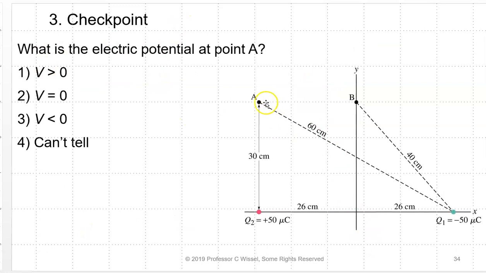What is the electric potential at point A? Here's a charge of minus 50 microcoulombs, 26 centimeters on the positive x-axis. A Q2 of positive 50 microcoulombs is 26 centimeters on the negative axis. Okay, so what is the electric potential at point A? Well, it's closer to Q2, so it's going to be positive. It'll be greater than 0.